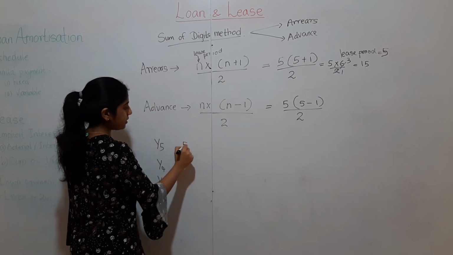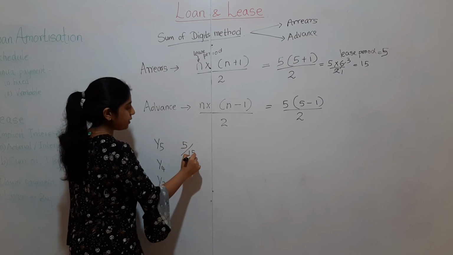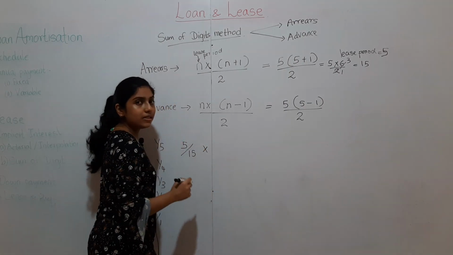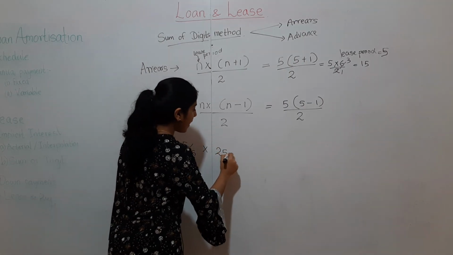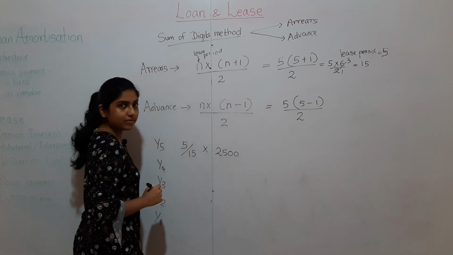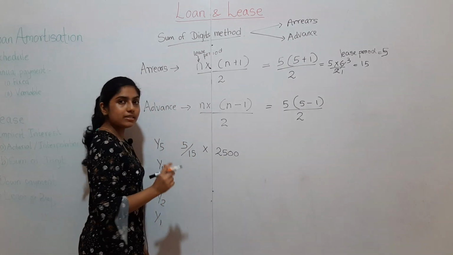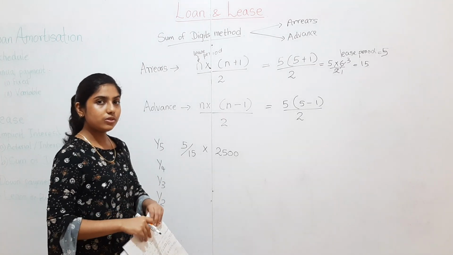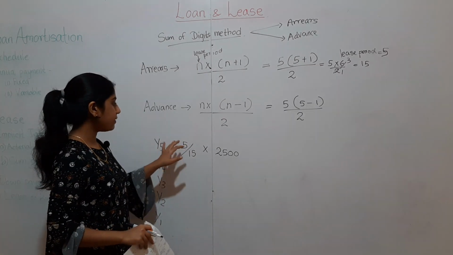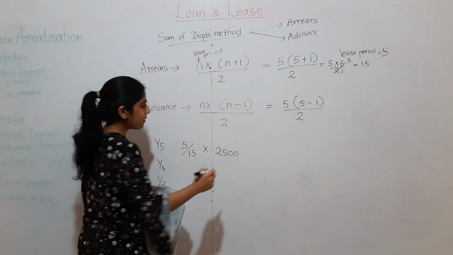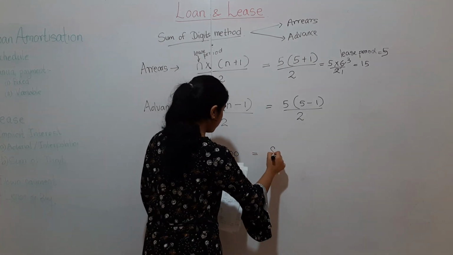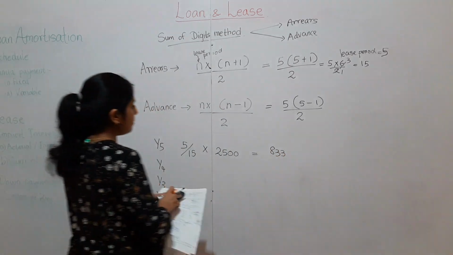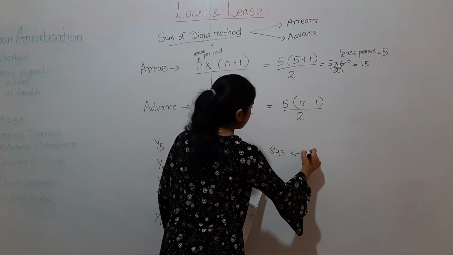So 5 years must be divided by 15 times, and that must be multiplied by the 2500 annual payment, the 2500 lease payment that they gave us in the question. 5 divided by 15 times 2500 will give you 833. This is the implicit interest for year 5.